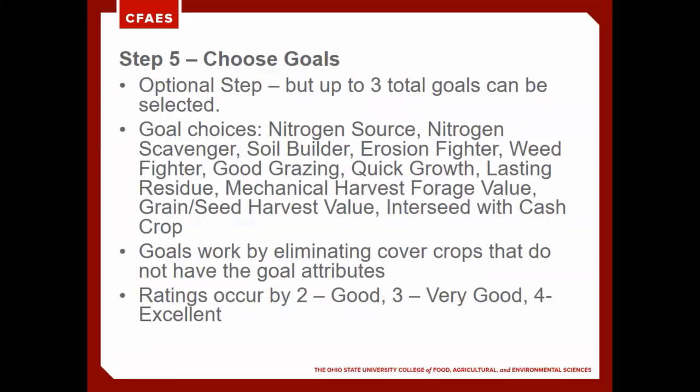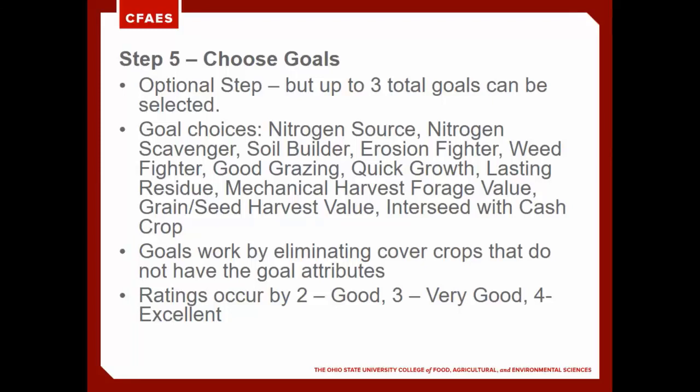What I recommend is, if you're starting off, start simple. Don't put all 3 goals in there at the beginning. It gives you the option to pick goals such as, I'm looking for something as a nitrogen source, or a nitrogen scavenger, or a soil builder, erosion fighter, weed fighter. I want this for good grazing, quick growth, lasting residue, mechanical harvest forage value, grain seed harvest value, or interseed with a cash crop. I will tell you there's going to be a few more new options. There's a little more with interseeding with the new tool. It's not listed on this old one, but again, you'll see some of that interseeding.